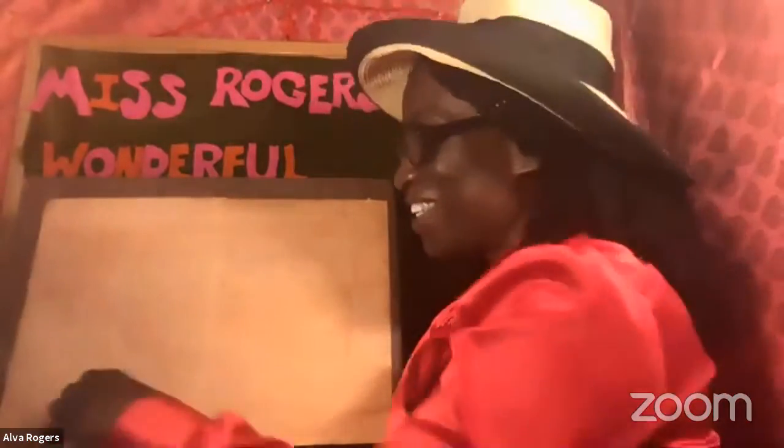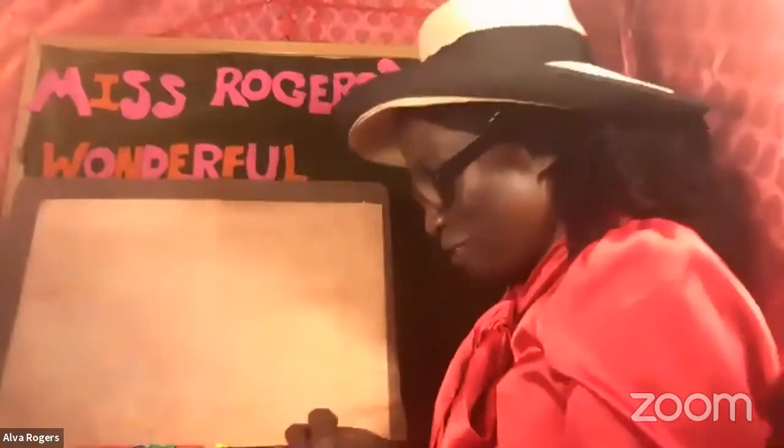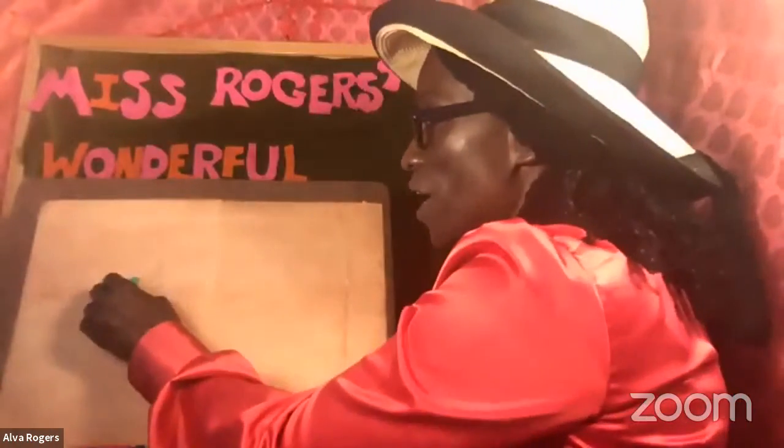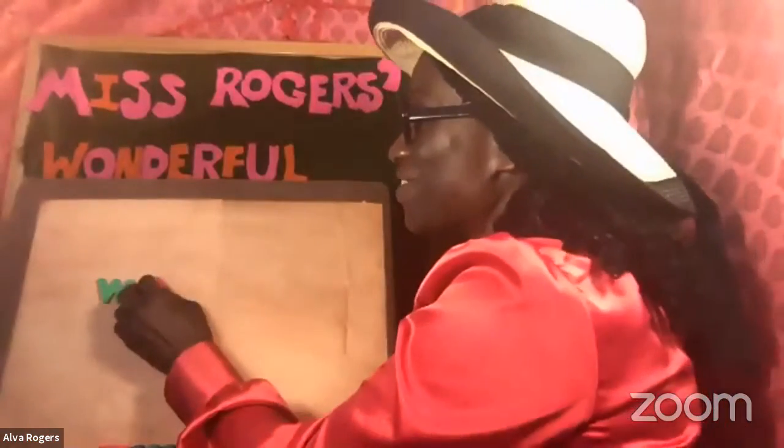Here we go. W is our first letter of the day. W. Uh-oh, don't want to drop anything. E. I'm using lowercase letters today. I just happened to pick up the wrong jar of letters. Next week, our uppercase letters will return. E.